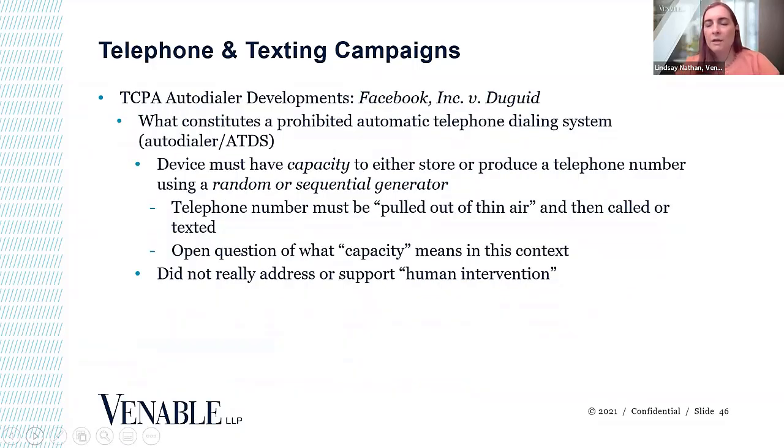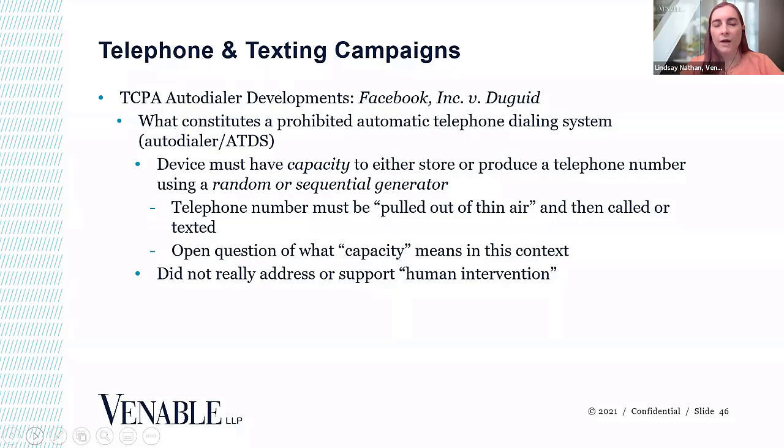The thing that's been confusing, and a recent development, is that the definition of auto dialer has been litigated quite a bit over the last couple of years, including against nonprofit organizations. There was a very recent Supreme Court decision, the Facebook versus Duguid case, which more specifically defined what constitutes a prohibited automatic telephone dialing system, or auto dialer, under the TCPA. The Supreme Court held that the device must have the capacity to either store or produce a telephone number using a random or sequential number generator. That means the telephone number must be pulled out of thin air and then called or texted.